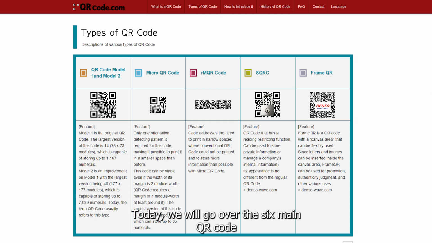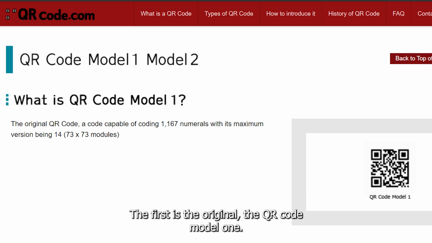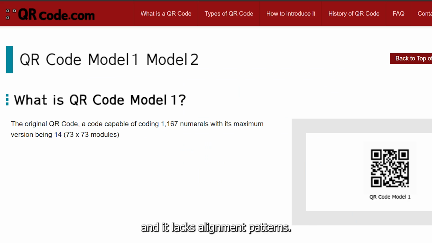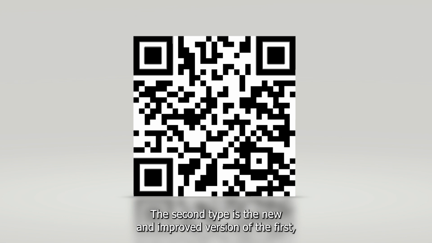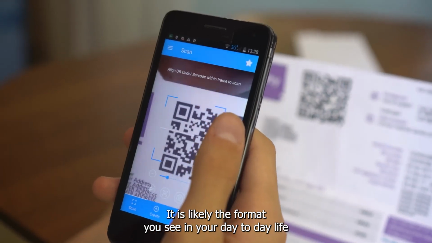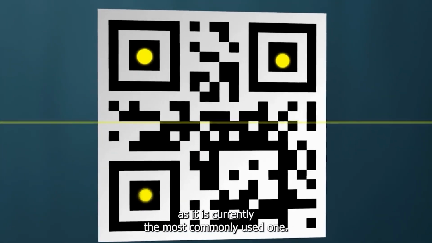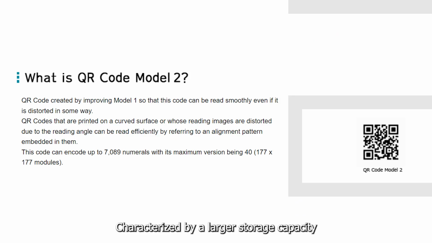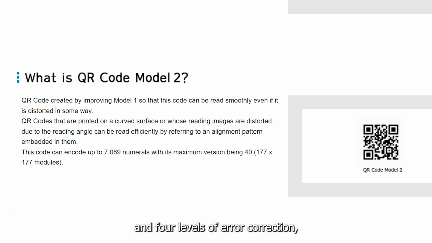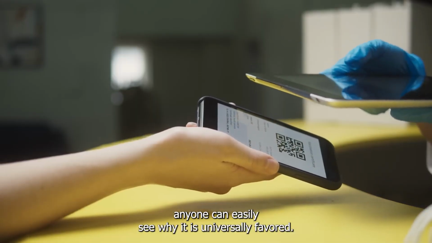Today we'll go over the 6 main QR code format types, but we'll be focusing on the most recognizable, the second one. The first is the original, the QR code Model 1. It's not as widely used anymore as its storage capacity is relatively small and it lacks alignment patterns. The second type is the new and improved version of the first, and it is called the QR Code Model 2. It is likely the format you see in your day-to-day life, as it is currently the most commonly used one. Characterized by a larger storage capacity capable of up to 7,089 numerals, alignment patterns, and 4 levels of error correction, anyone can easily see why it is universally favored.